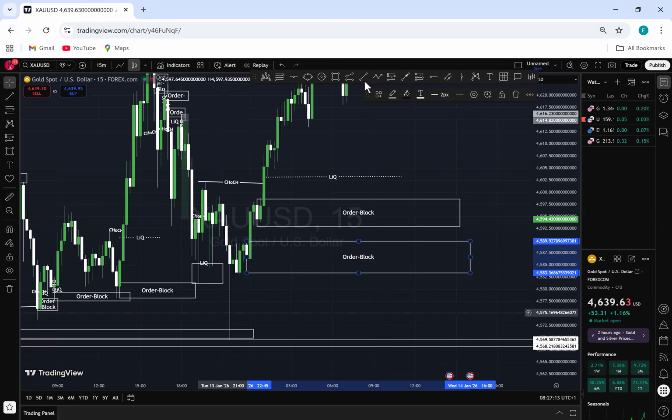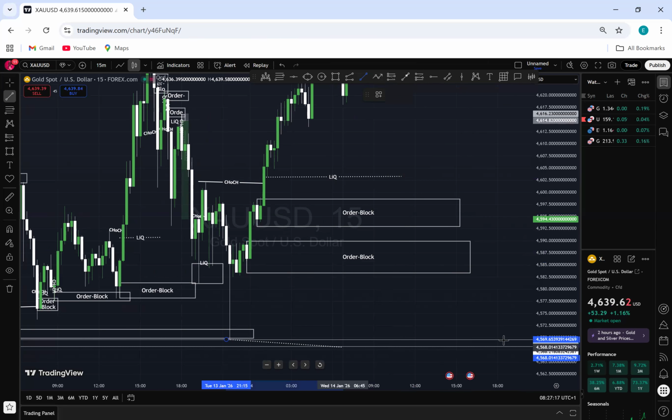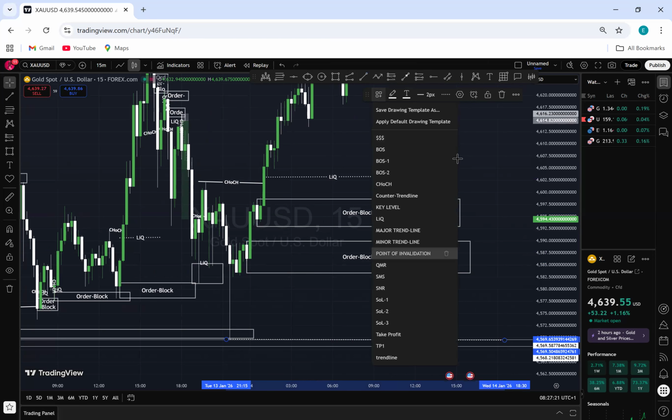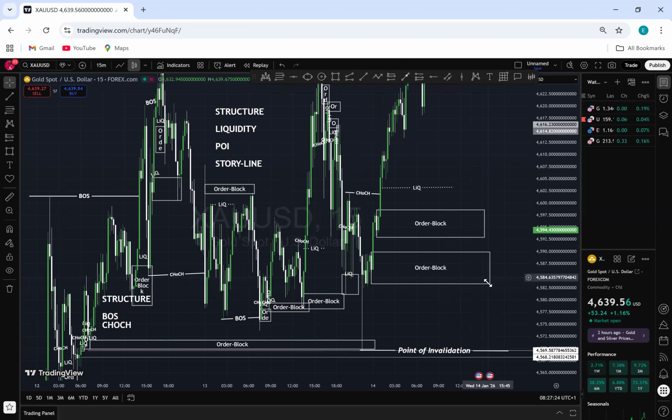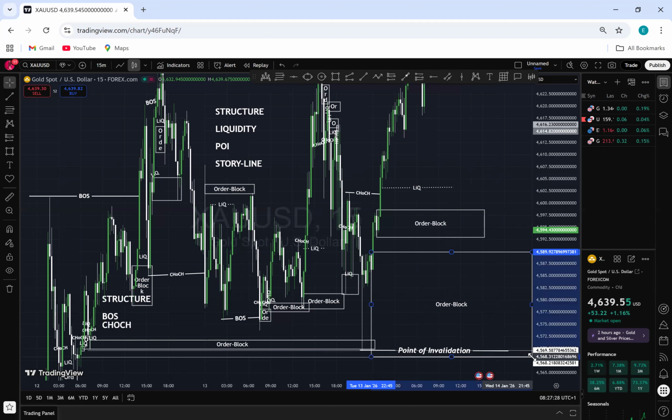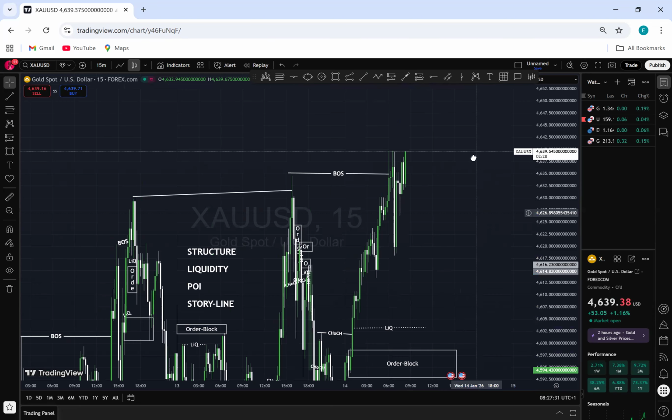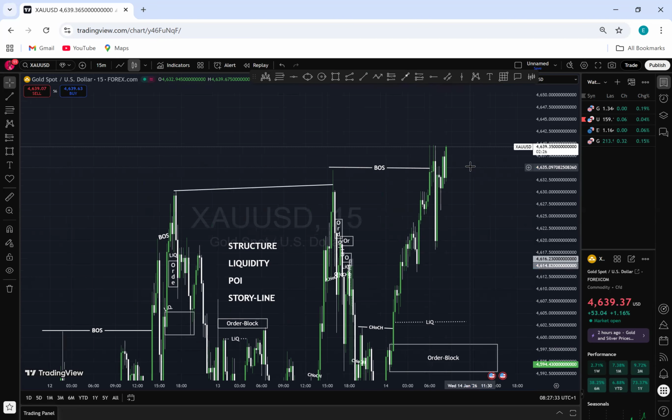This is a weekly, remember. So what that means is we have a point of invalidation here. So what it means is price can choose to react from this whole area like this. But let's keep it at this.